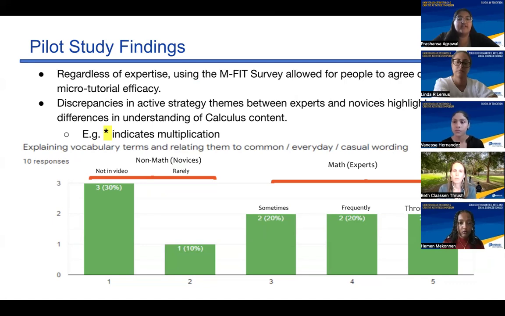In one of the videos that covered pre-calculus concepts, math experts utilized the asterisk symbol to indicate multiplication. So on the survey, when it asked, quote, explaining vocabulary terms and relating them to common everyday casual wording, math experts marked this as varying levels of effective, while novices marked this as not present or non-effective.